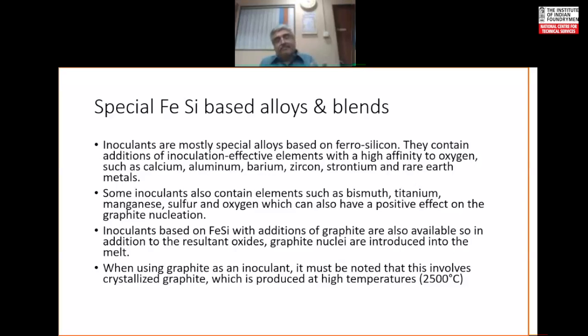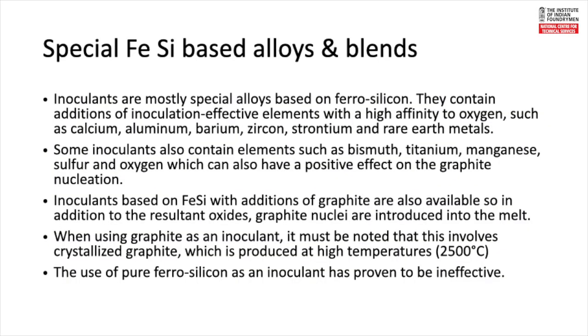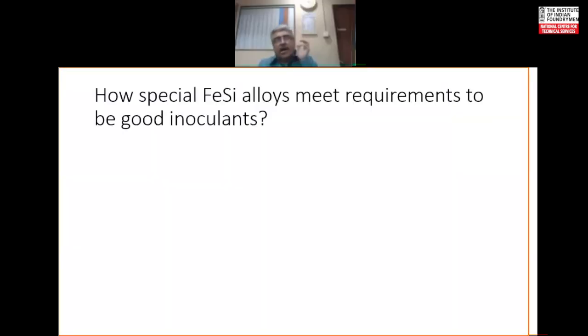So that manufacturing of inoculants is another technology by itself. Last point, if you use extremely pure ferrosilicon without any of these other elements, it is not very effective. Now, how do these special ferroalloys meet the requirements to be good inoculants? In earlier slides, we had listed out about 4 or 5 important points.